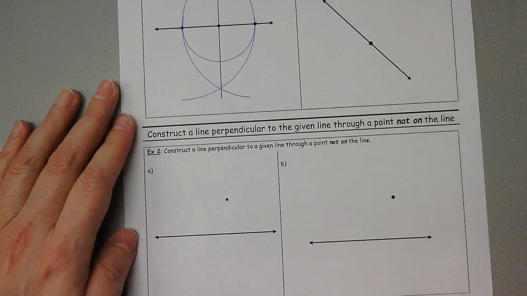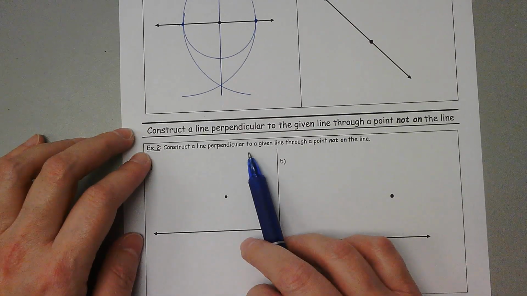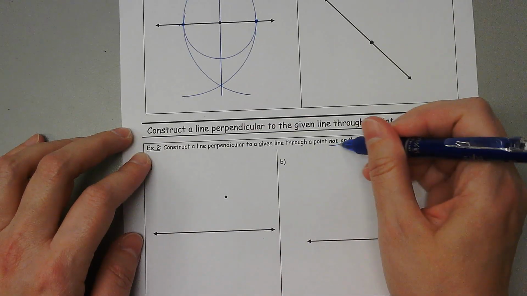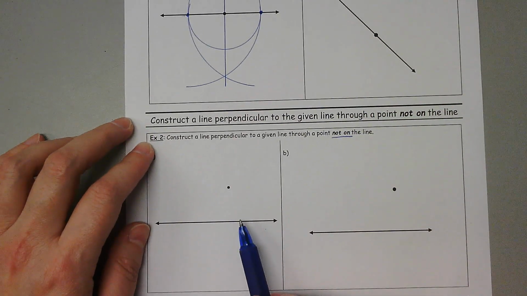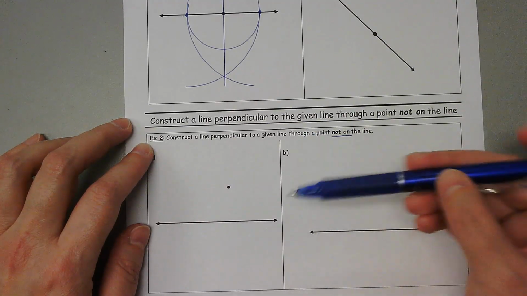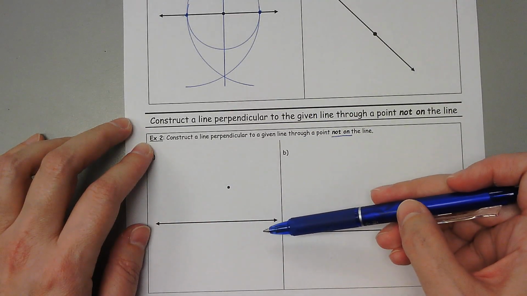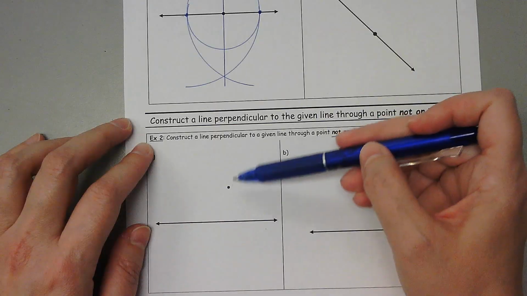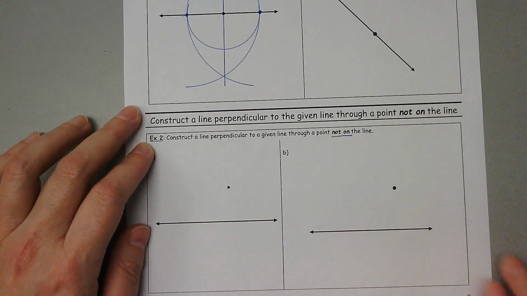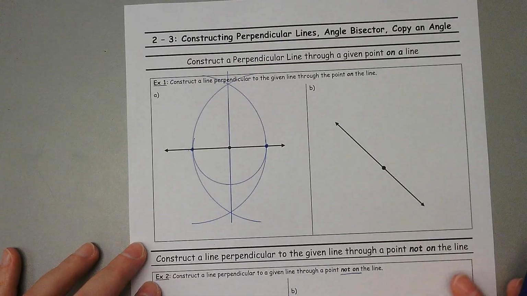For our next construction, we're going to construct a line perpendicular to a given line through a point that's not on the line. So if we look at this diagram here, what we're trying to do is construct a line that will be perpendicular to this line, but that will also go directly through this point. And in order to do that, we have to remember this last construction we did.